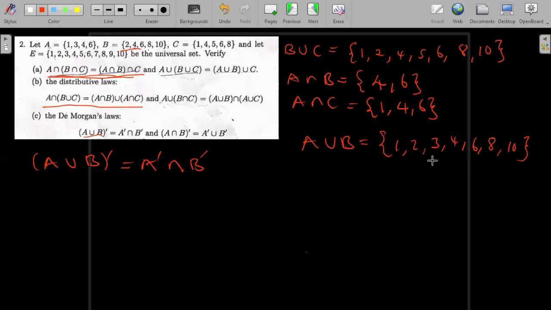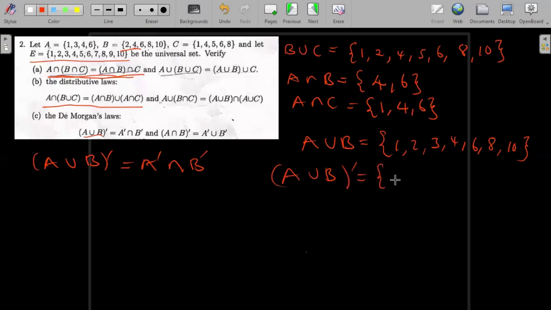So what is my complement? Everything outside here but that sits in the universal set. Remember, E is the universal set. So anything outside that. What are the elements that are not in there? So A union B complement, but sitting in the universal set.